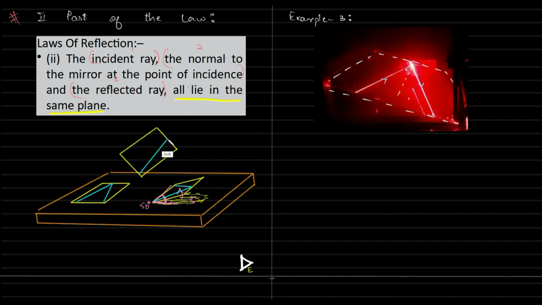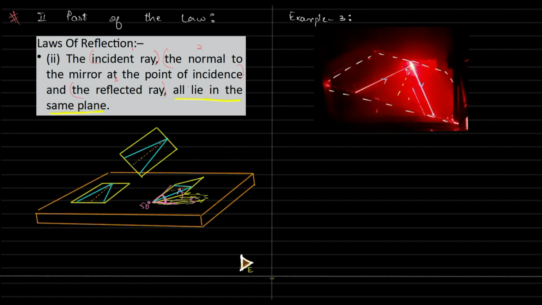Here too, the incident ray and the reflected ray will be in the same plane. Not only that, even the normal. In each case, the normal too will be in the same plane. In all of these three cases, all three lines are in the same plane. For a given scenario, they are in the same plane. So let me show you practically what I'm talking about so that you have a better understanding.